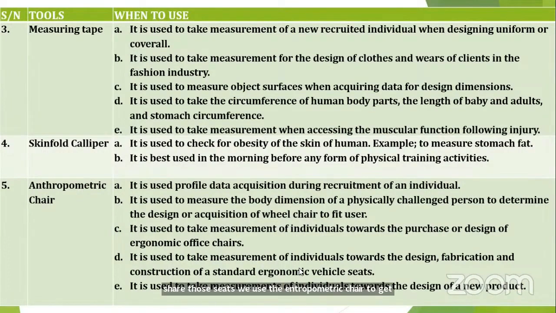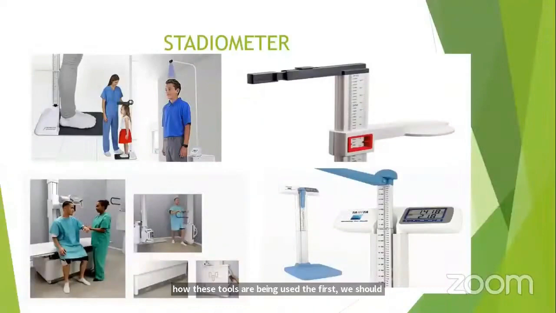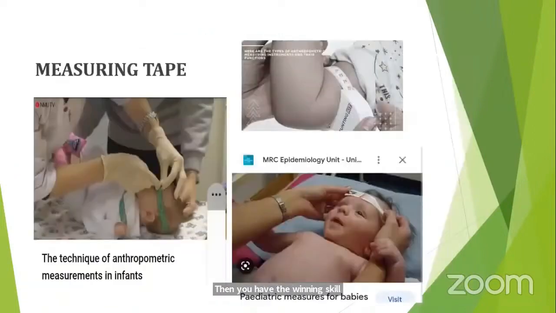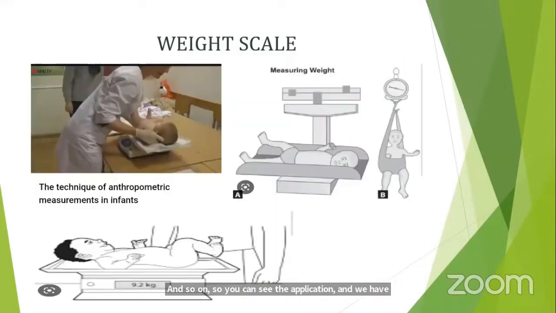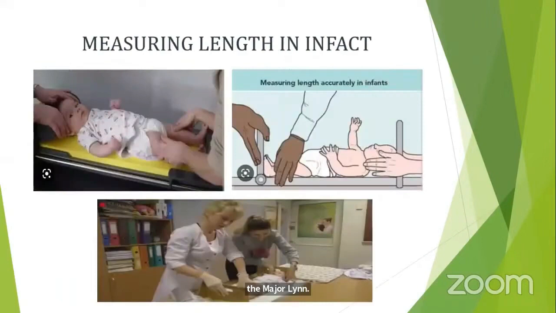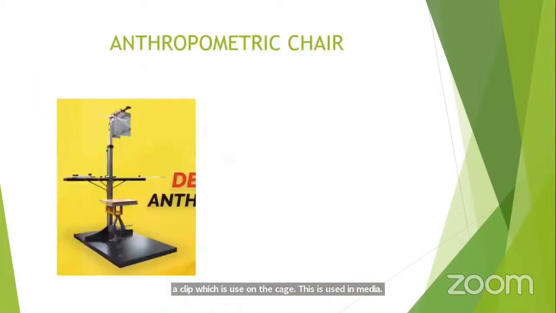And if we go below on page 28, we see pictures on how these tools are being used. The first picture there, we have the stadiometer, how it's being used. The second picture on page 29, we have the measuring tape, used to take the dimension of a baby. Then we have the weighing scale, which is used to check for the weight of a baby and so on. So you can see its application. And we have the measuring length to check for the length of a baby, and the skin fold caliper, to check for the skin fats. So you can see the application. It's actually a clip and a gauge which is used to measure the body fat of an individual. So these are some of the applications or uses of these tools.